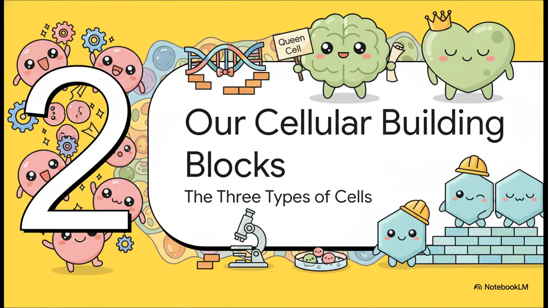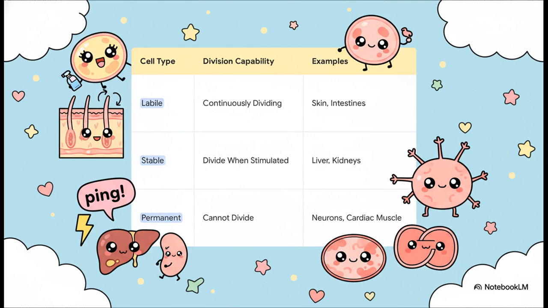Now, it's really important to get this. Not all of our cellular bricks are created equal. Once our body is built, our cells fall into different categories based on their ability to divide, and this has huge implications for health and disease. We basically have three main types of cells. First, you've got labile cells. These guys are constantly dividing to replace old ones. Think about the surface of your skin or the lining of your gut.